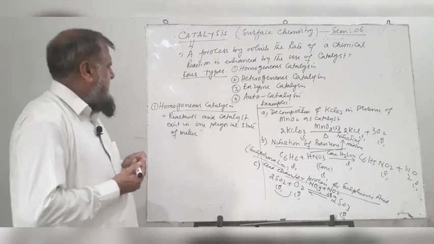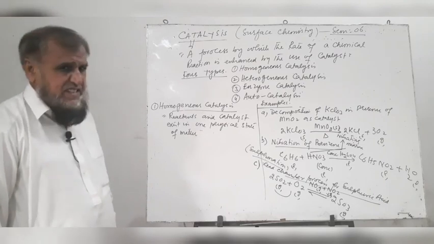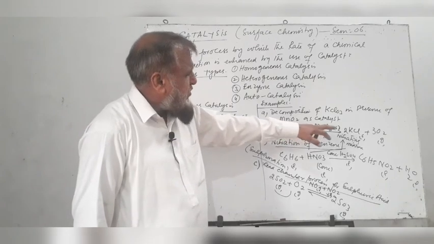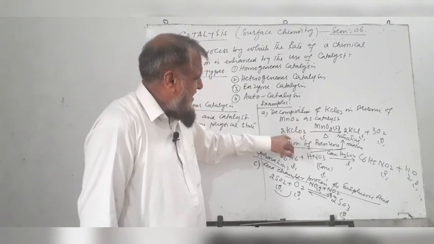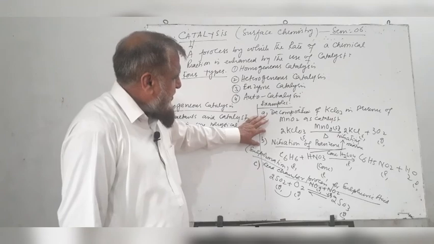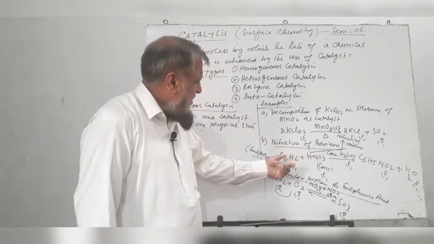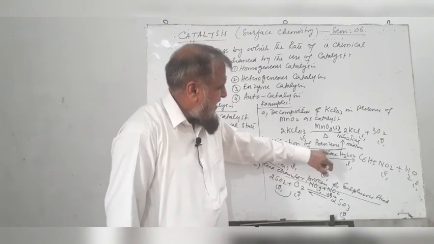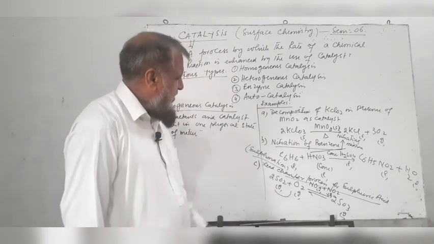So in homogeneous catalysis, the reactants and the catalyst exist in one physical state. Examples are the decomposition of potassium chlorate to produce oxygen. This reaction takes place in the presence of manganese dioxide, which is solid. Reactant is solid and catalyst is solid. Second example is that of a reaction between two liquid reactants in which a liquid catalyst is used. For example, the nitration of benzene. Benzene is liquid, nitric acid is liquid, and the catalyst sulfuric acid is also a liquid. The products formed are nitrobenzene and water.